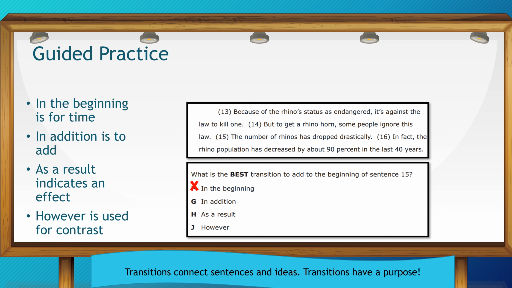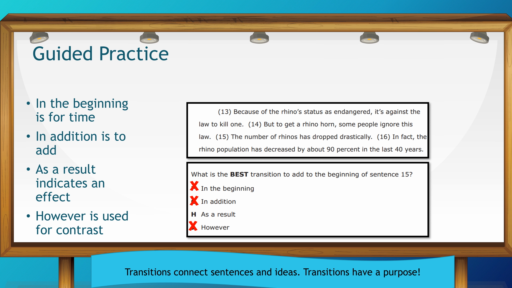So we know that there's nothing about time being stated here at the beginning of sentence 15. But to get a rhino horn, some people ignored this law. There's no going back to the beginning here. We know that nothing is being added. No new information is being added. So in addition would be wrong. And we know that there's nothing contrasting between sentences 14 and 15.